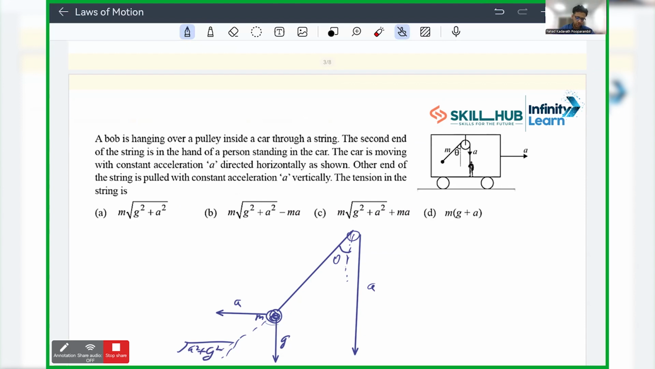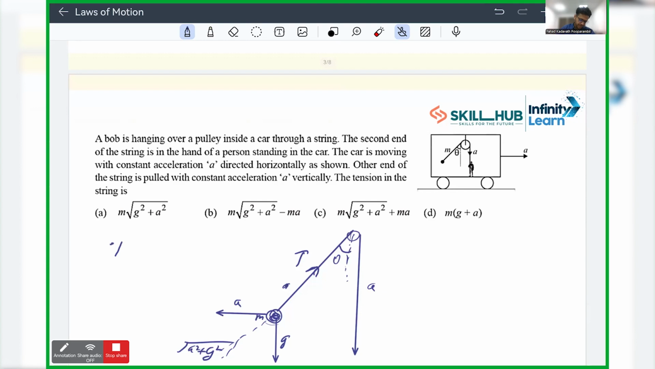Now you can use Newton's second law of motion. Net force is equal to mass into acceleration. We have a tension T, and the mass is accelerating with A in the upward direction. Since the person is pulling with the acceleration A downward from the other side, the string will be moving upward with an acceleration A.